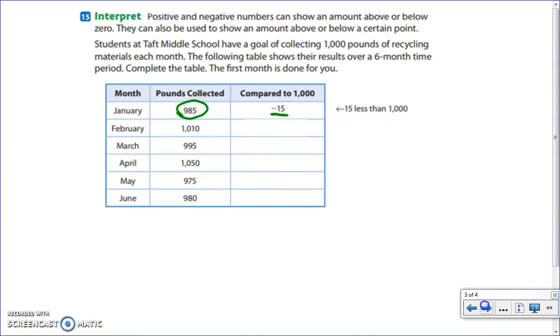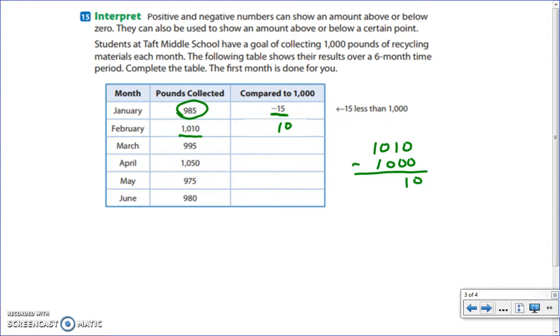In February, they collected 1,010 pounds. So I know that 1,010 is actually more than 1,000, and it's 10 more. So they were over their goal by 10, so I could call that positive 10. Now I could write the plus sign in front of the 10, but that's really not necessary, and I don't want to get into a bad habit about that. We know it's positive, we don't need to write the plus, so 10 is fine.